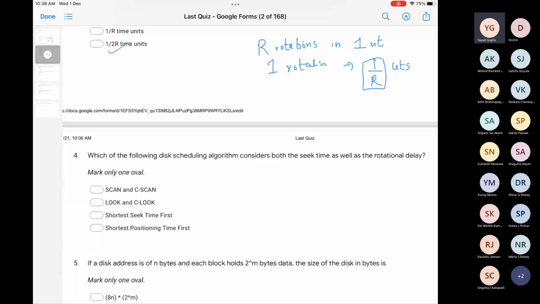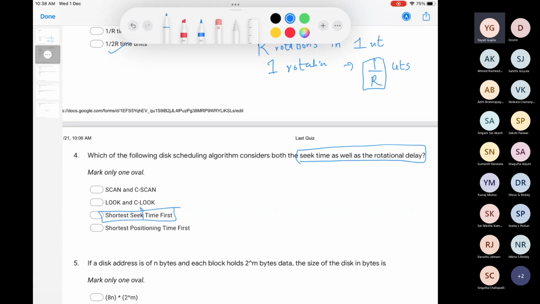This one also, most of you said shortest seek time first. So see, the question was which of the disk scheduling algorithms considers both seek time as well as the rotational delay. So as shortest seek time, as the name implies, it's only looking forward to optimize the seek time, basically minimize the seek time, right? And that is what it is. It just looks at that you should traverse your tracks in such a way such that if you are at one particular track, the next track which you choose should be the closest to it so that you have the shortest seek time.